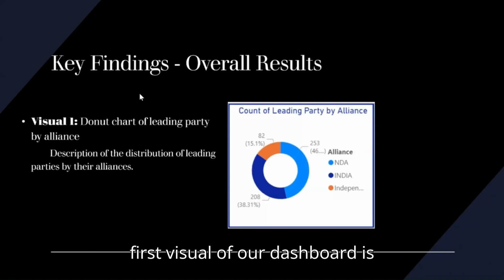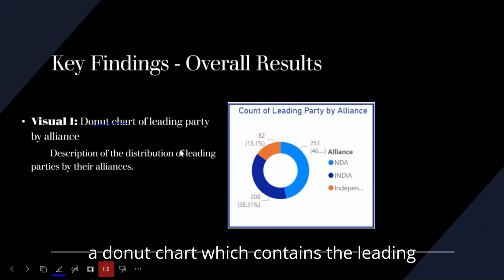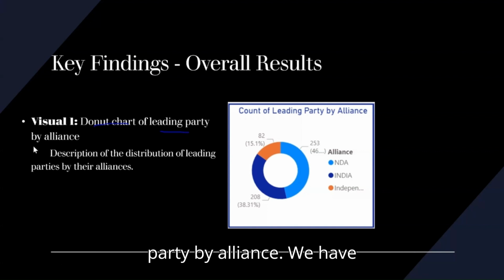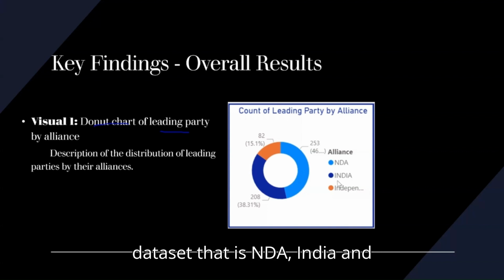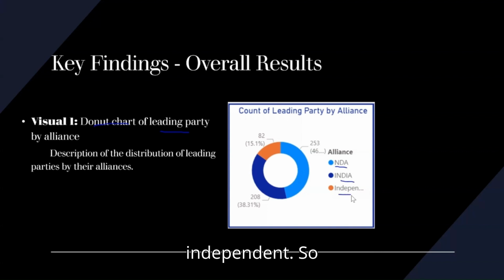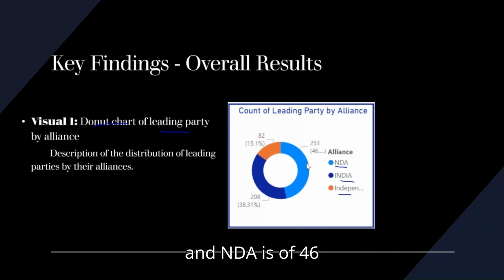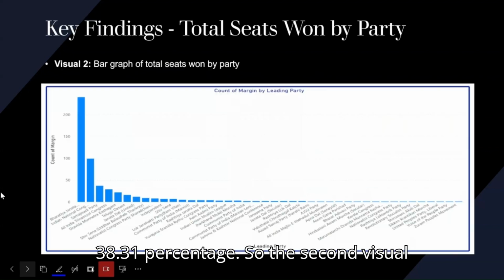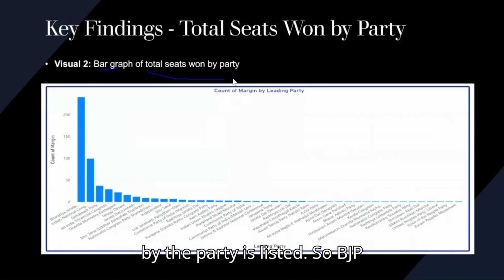The first visual of our dashboard is a donut chart, which shows the leading party by alliance. We have three alliances listed in the dataset, that is NDA, India, and Independent. Independent is 15.1%, NDA is 46%, and India is about 38.31%.